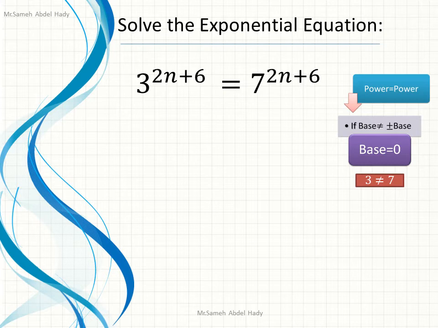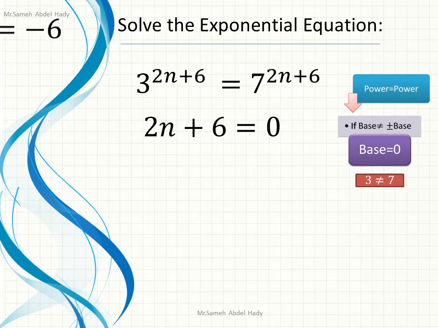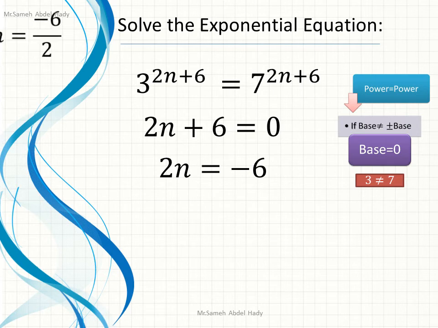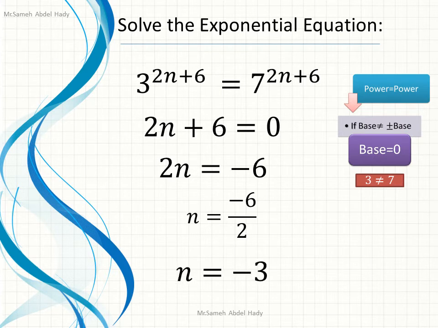So I write base equals 0 because 3 doesn't equal 7. So I will write power equals 0. 2n plus 6 equals 0. So I have 2n equals negative 6. So n equals negative 6 over 2. N equals negative 3. Alright.